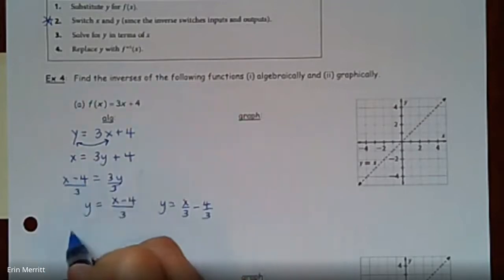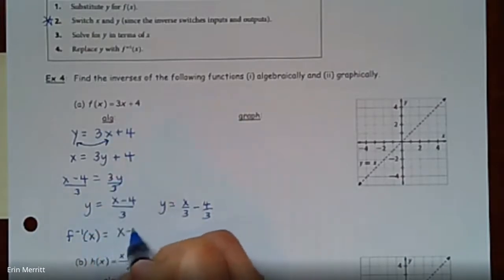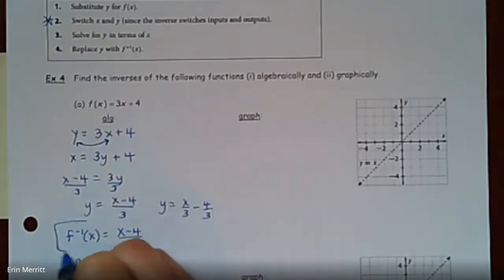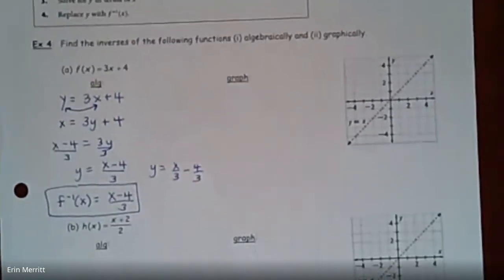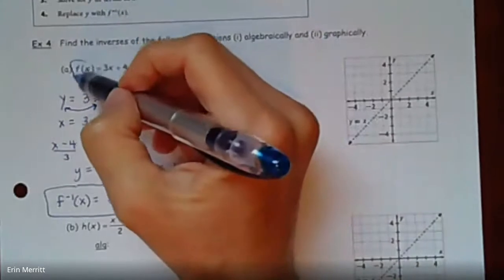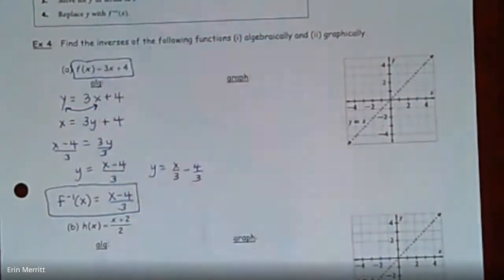Last step, wherever y was, that is now the inverse equation, so we can replace it with f inverse. So that's going to be the equation of the line of the inverse of the original, which was f of x equals 3x plus 4.